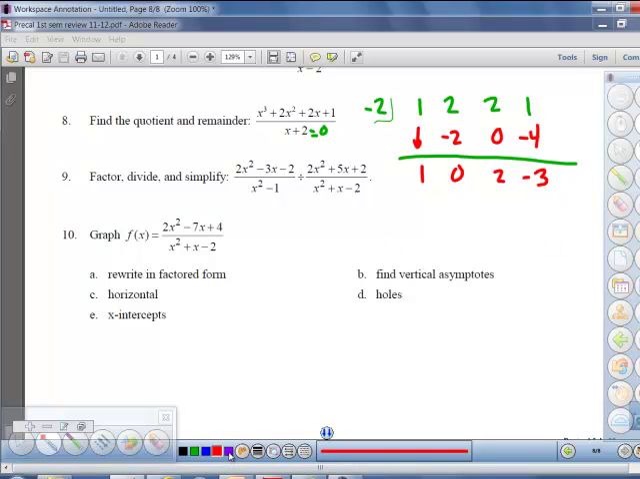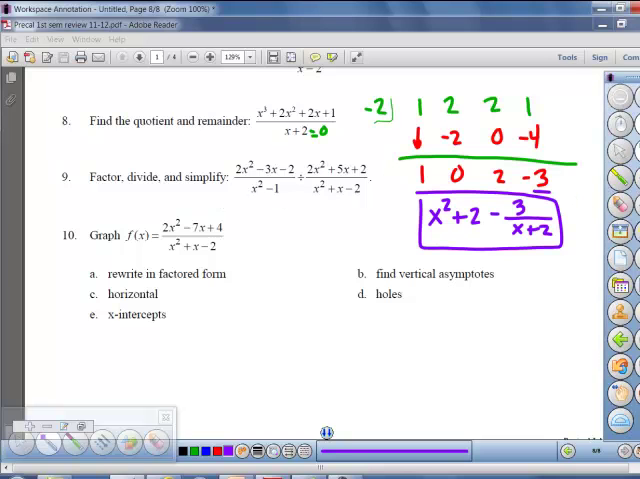All right. Now the very last position right here, this is your remainder. Okay, and then these are the constant term, that's the x term, that's the x squared term. So you have x squared plus 0x, and then plus 2, and then your remainder is -3, and we always divide it by x plus 2 there. x plus 2. Okay? So quotient and the remainder. Everybody got that? Okay.